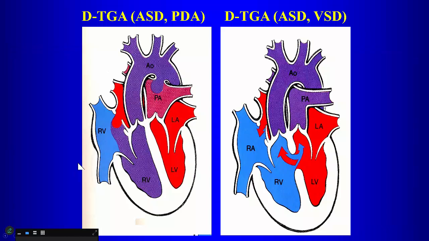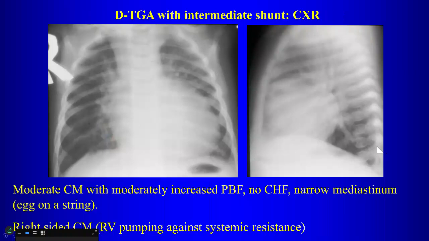All right, D-transposition. These patients have to have shunts to survive, otherwise the two circulations are completely separate. So they'll have various combinations of VSD, PDA, atrial septal defects. That's to allow the two circulations to communicate. Otherwise, they would be completely separate, and that's incompatible with life. But they will be cyanotic, and often have right-sided cardiomegaly, because the right ventricle is pumping against the aorta, systemic vascular resistance.